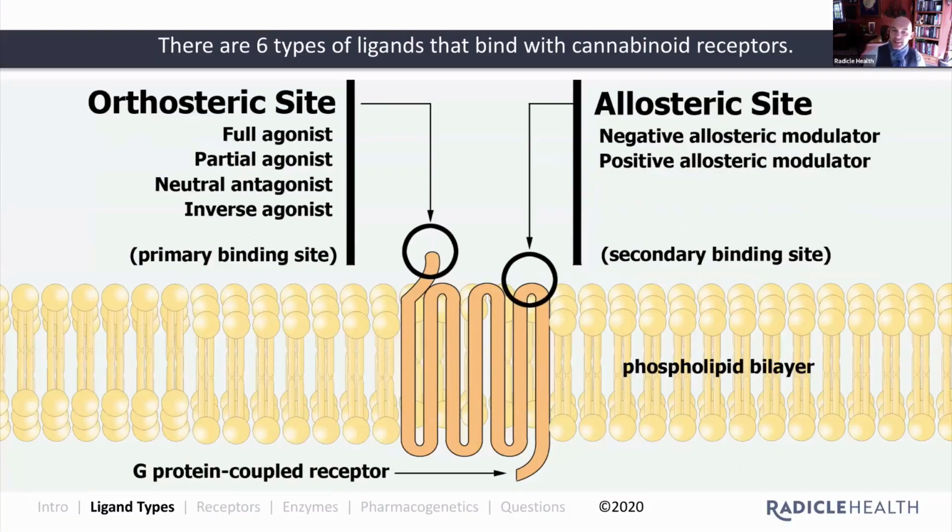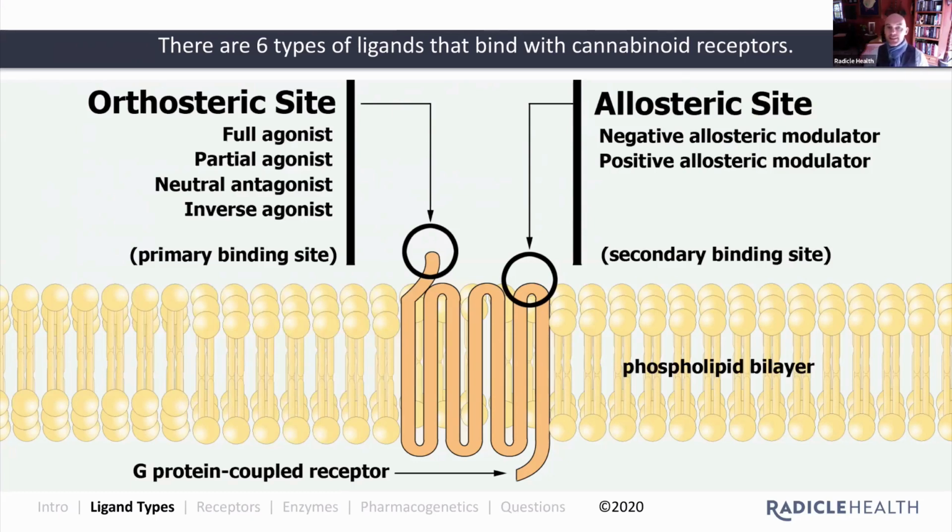So cell membranes are comprised of different receptor types, and each type is designed for a specific set of messenger molecules, and each distinctly influences the activity of the cell. Receptors have a couple of different binding types. They have a main binding site, an orthosteric binding site, and a secondary binding site called an allosteric binding site. And there are specific types of ligands that can bind to each one. We're going to go through and talk about each one.